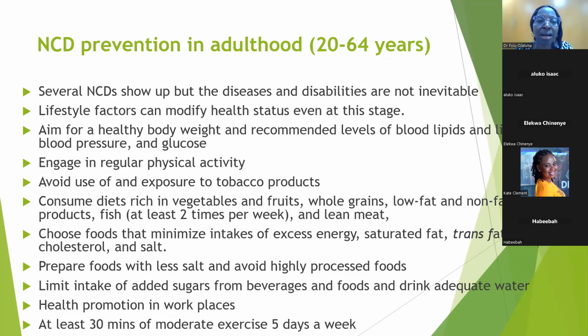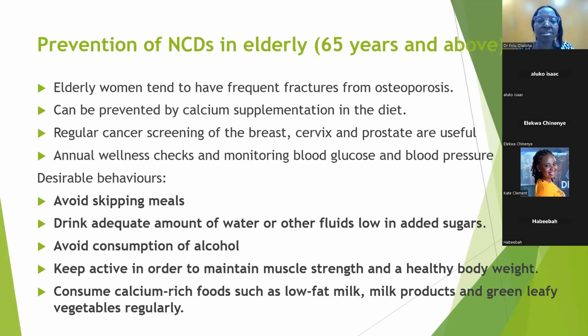So all adults should aim at healthy body weights and recommended levels of blood lipids, pressure, and glucose. They should engage in regular physical activities. Avoid use of and exposure to tobacco products. Consume foods rich in vegetables and fruit, at least 5 portions of fruits and vegetables. Prepare food with less salt to avoid sodium. One way to avoid sodium is to avoid highly processed foods. Limit intake of added sugar and do moderate exercise, at least 30 minutes per day.